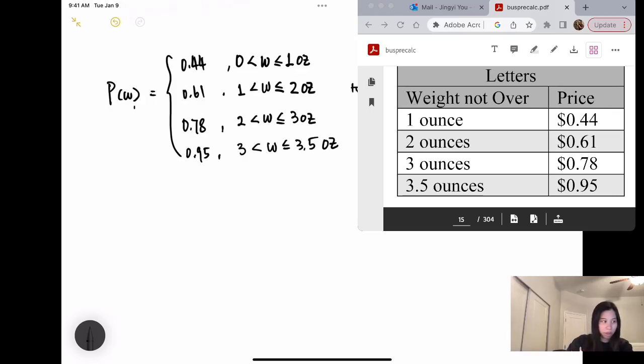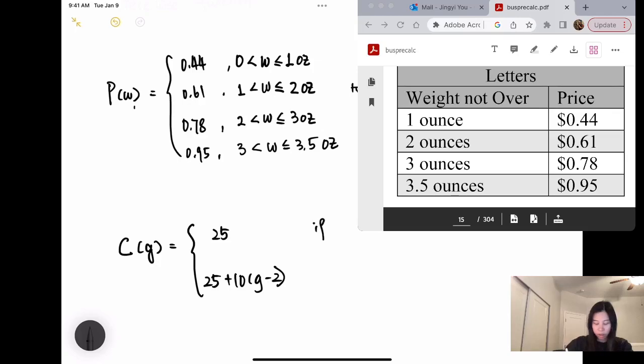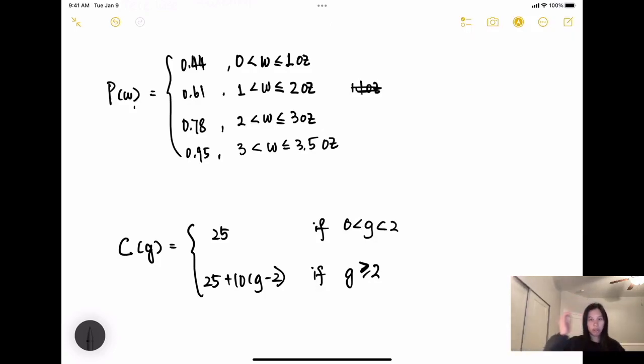So this is a cell phone company. Let's say the cost depends on how many gigabytes they use. G means gigabyte, C is the cost. 25, and then 25 plus 10(G minus 2) if G is at least 2. Okay, let me close the window so it won't block it. So this is a cell phone company.